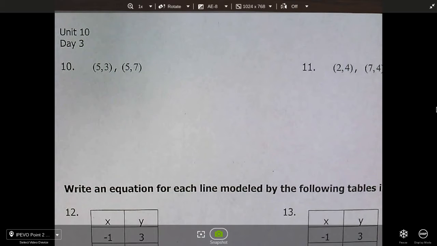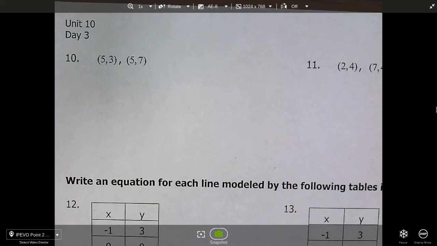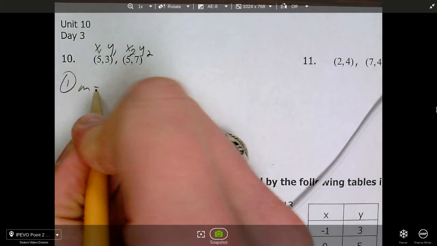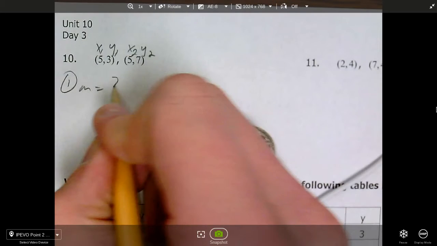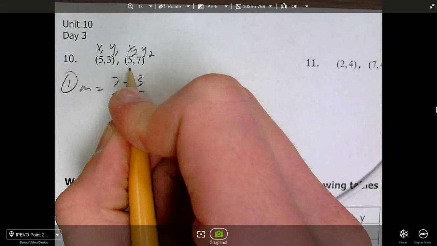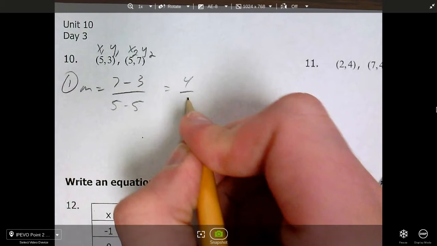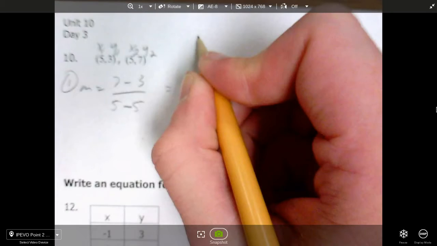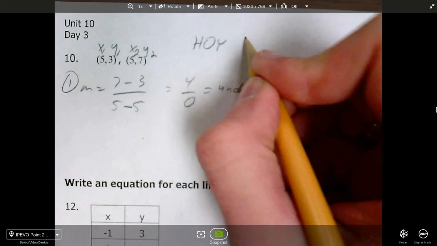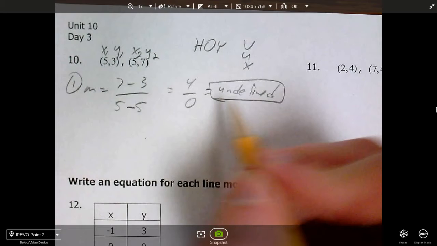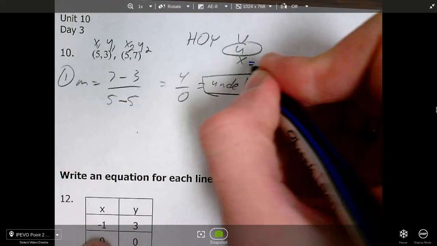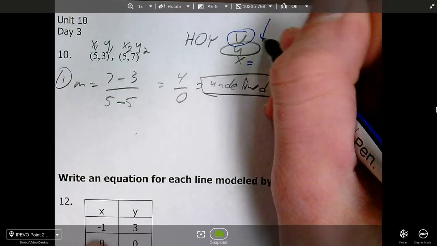Okay, 2 more we've got to go of this type. We're going to try something a little different. So x1, y1, x2, y2. So step 1, still find the slope. So we'll do 7 minus 3 over 5 minus 5. So 4 over 0, which is undefined. Now this is the place where the hoy vux comes in real handy. Undefined slope. That tells me my line is going to be an x equals line. And it's also going to be vertical.